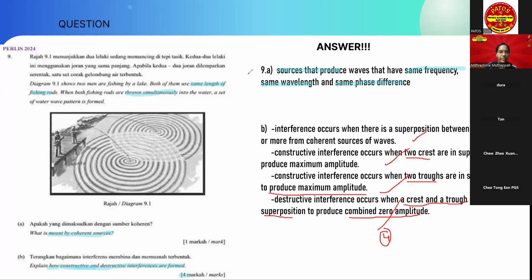Okay, is everyone clear? Any questions in this part? Okay, so let's move on.